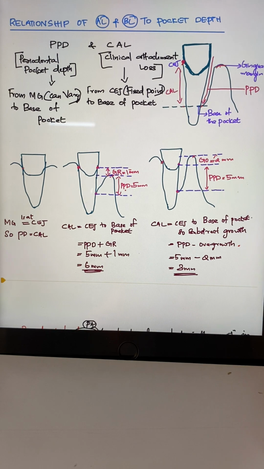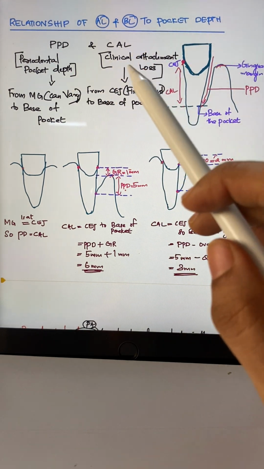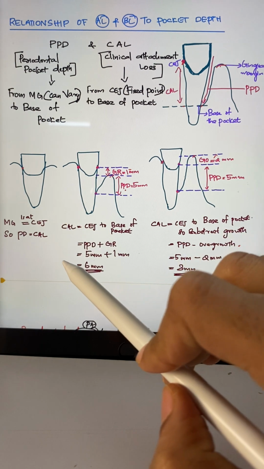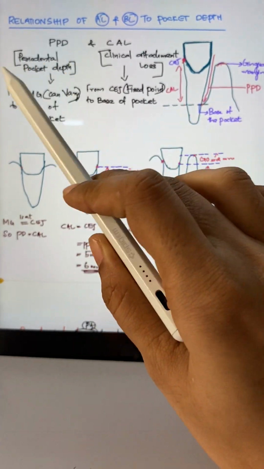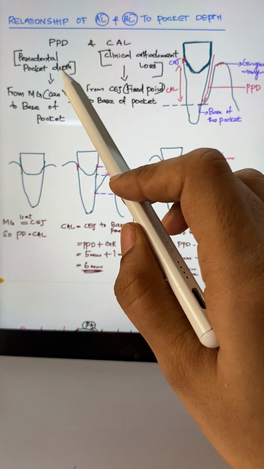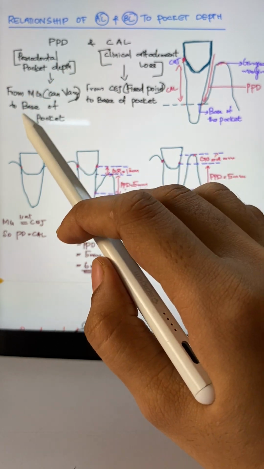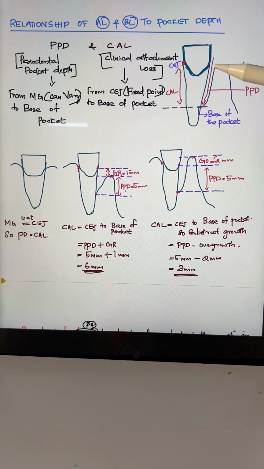Then we will see the relationship of the attachment loss and the bone loss to the pocket. This is the periodontal pocket depth. Usually we measure the periodontal pocket depth from the marginal gingiva to the base of the pocket. If this is the gingival margin and this is the base of the pocket, we measure the pocket depth from the marginal gingiva to the base of the pocket. So you can see if we insert a probe inside the pocket, it has to measure from the gingival margin to the base of the pocket, whereas the clinical attachment loss we measure from the CEJ.